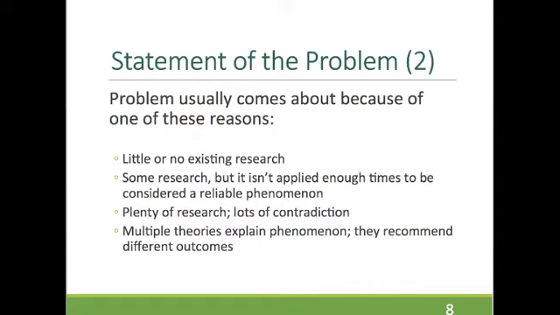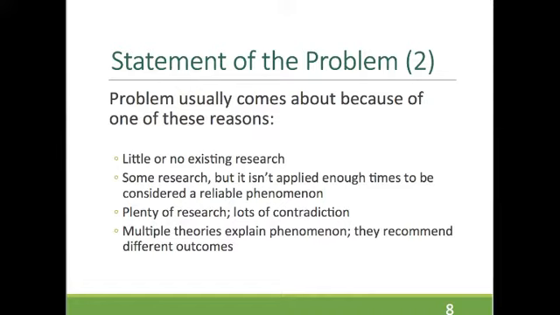Here's additional information on the statement of the problem, and it is important. It is your problem. When you review and pause the video, see if you can identify which of these reasons those statements of the problem happen to be getting at. Did they say that there was little or no existing research? Or did they say it was because just some research exists, but it hasn't been replicated enough times to be considered reliable? Or is it because there's lots of research on the topic, however, there's contradictory research?